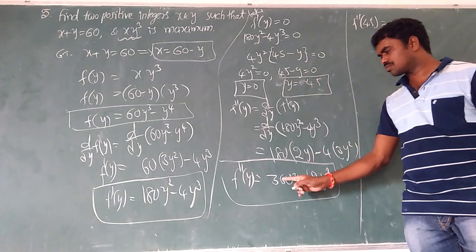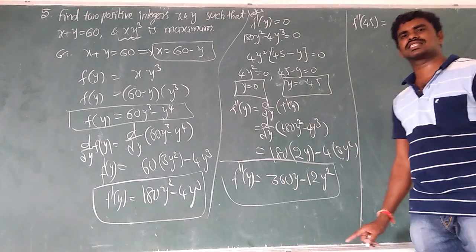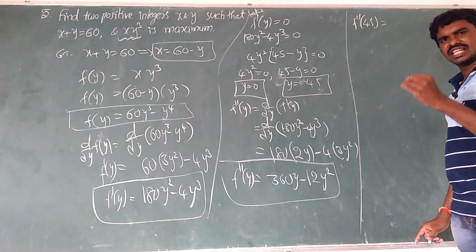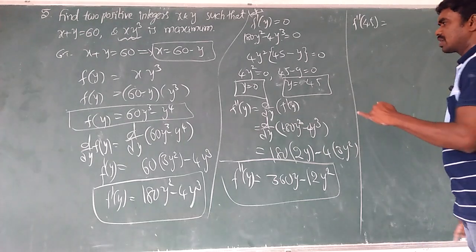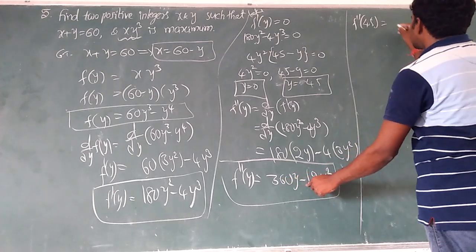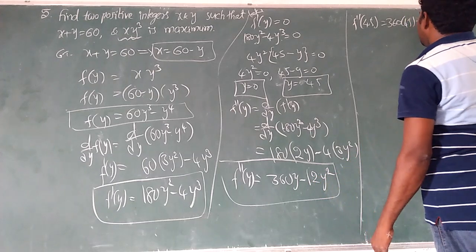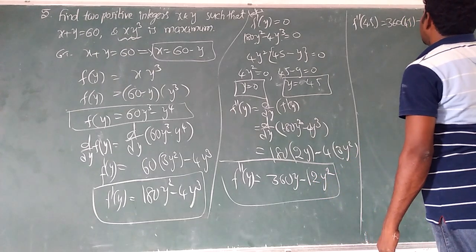If you take 0 and substitute here, we get f double dash of y equal to 0. From that we can't say any answer. We must get either less than or greater than. That is our target. So that's why I am substituting 45. Then it becomes 360 into 45, minus 12 into 45 square.